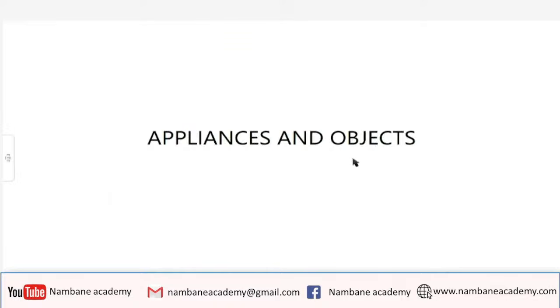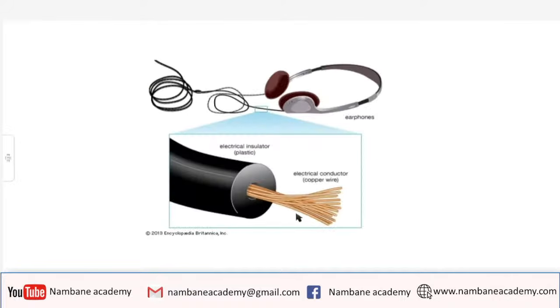Right. So let's quickly look at one appliance and object of how you can apply it. For example, these are earphones or headsets. Now, can you see that in a specific appliance, you can have both the insulator and the conductor? Because inside of these cables, you've got your copper wire, which is your conductor, but outside you've got a PVC, which is your plastic or your electrical insulator.